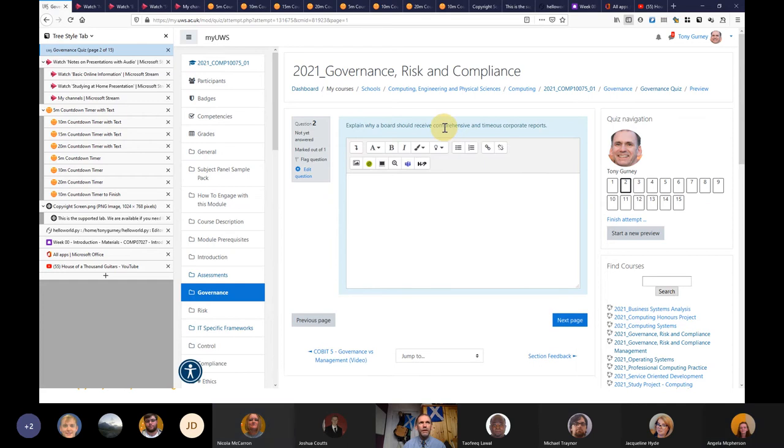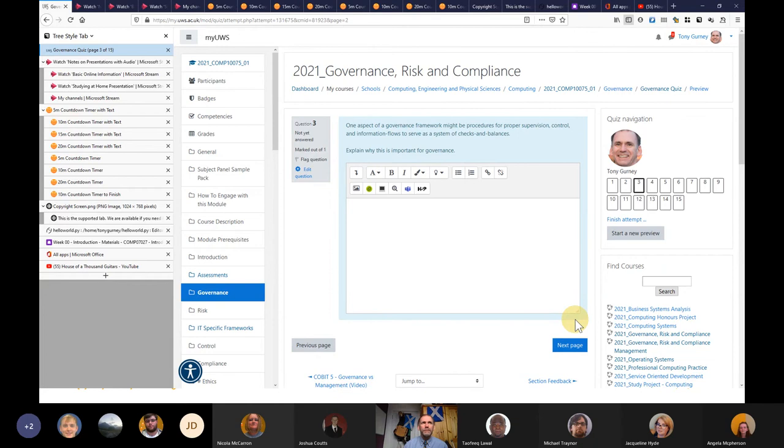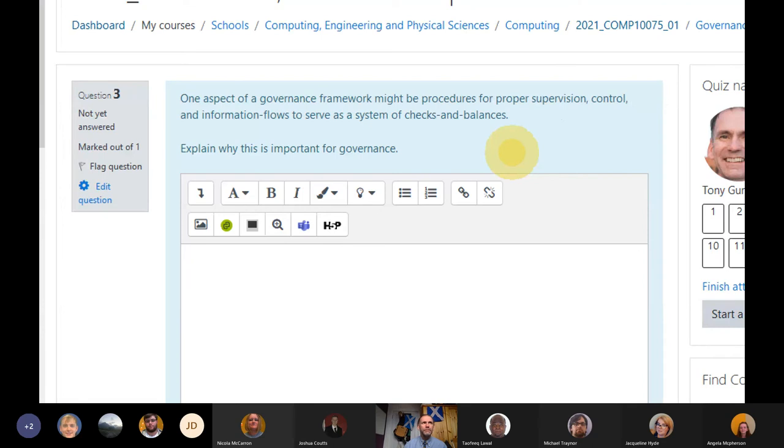Explain why a board should receive comprehensive and timely corporate reports. One aspect of a governance framework might be procedures for proper supervision, control, and information flows for checks and balances. So that's the kind of stuff that relates to what we were talking about earlier, that if somebody says we'll spend some money, someone else might want to check that you actually do need to spend that money and where it's going to.